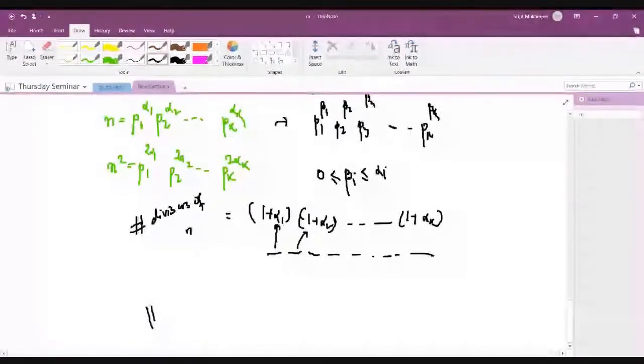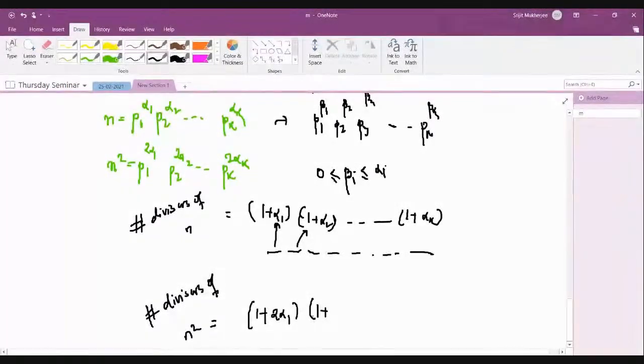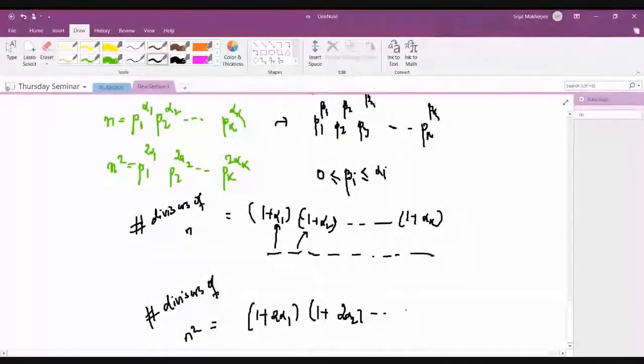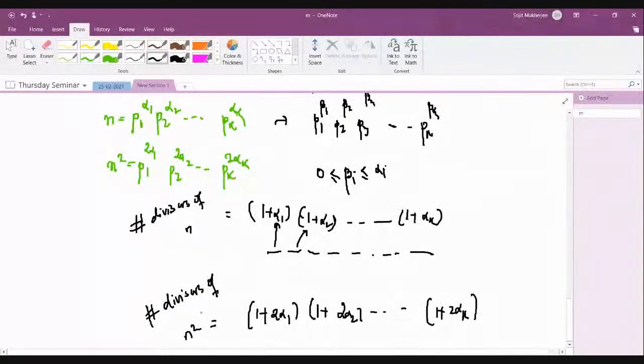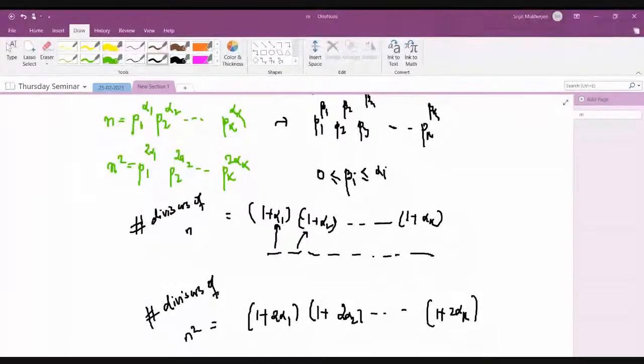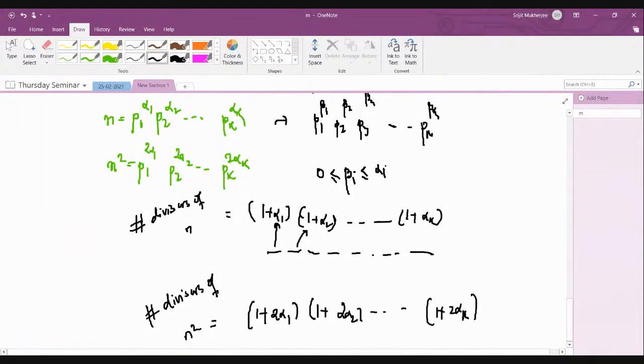The number of divisors of n squared is 1 plus twice alpha 1, times 1 plus twice alpha 2, because that's how the powers are now, and so on up to 1 plus twice alpha k. Okay guys, that's everything, that's what it's all about. Now I will generalize the problem to another perspective.